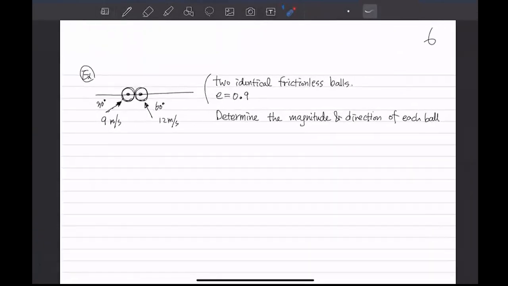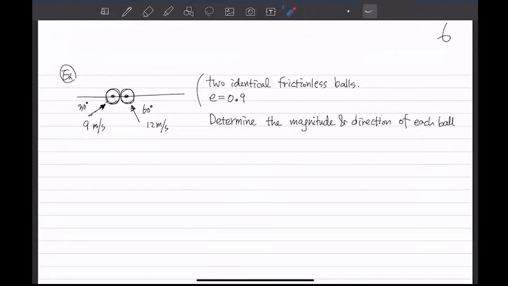So the same thing. We have two balls. They're identical, and they approach with a velocity like this. Let's make this guy a little bit longer because it's 12, right? That way it's easy to visualize. And the coefficient of restitution was 0.9. And we want to find the magnitude and direction of each ball when it separates.